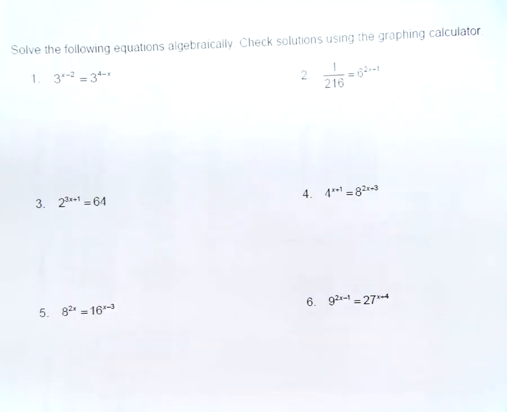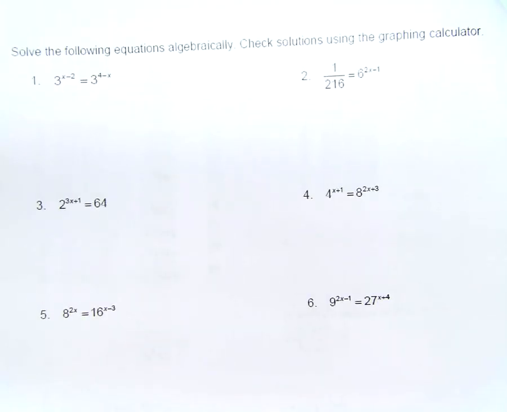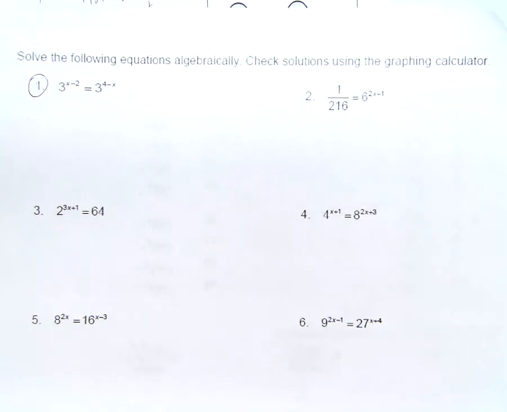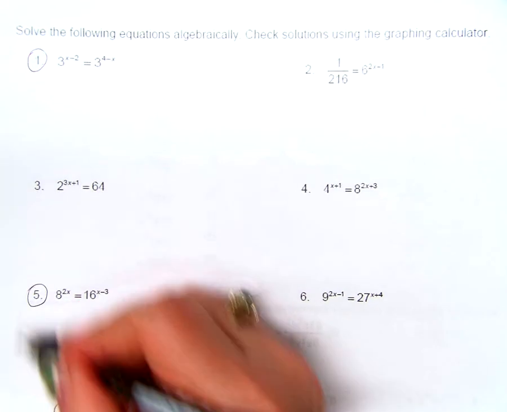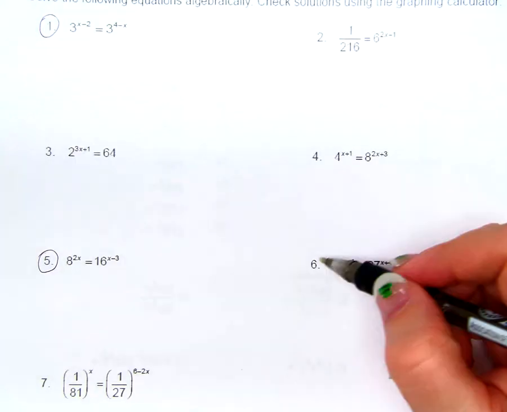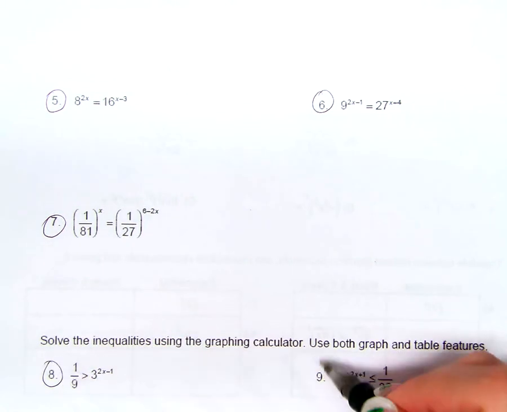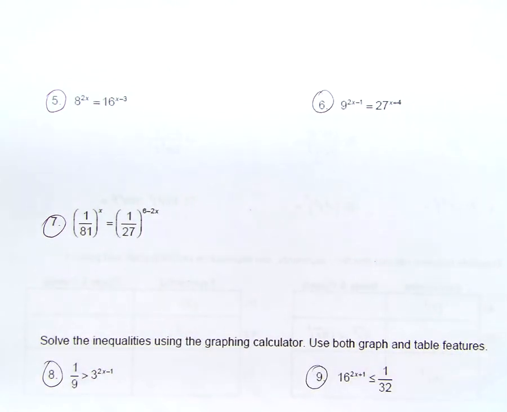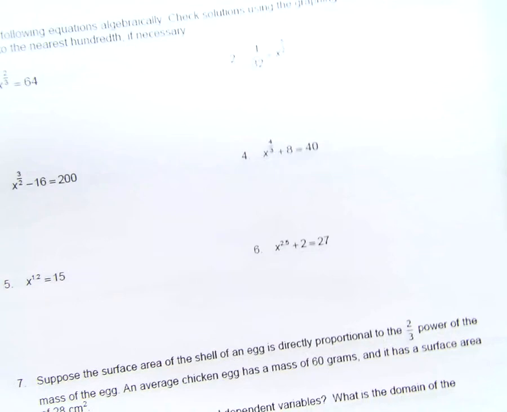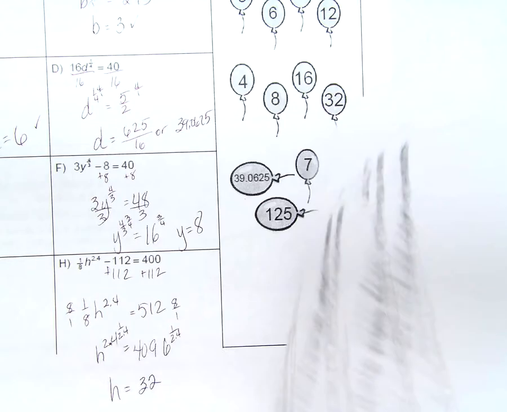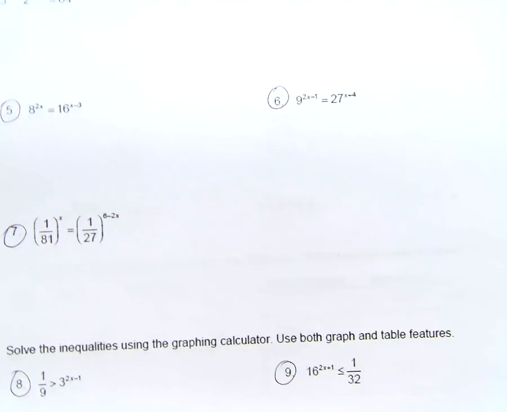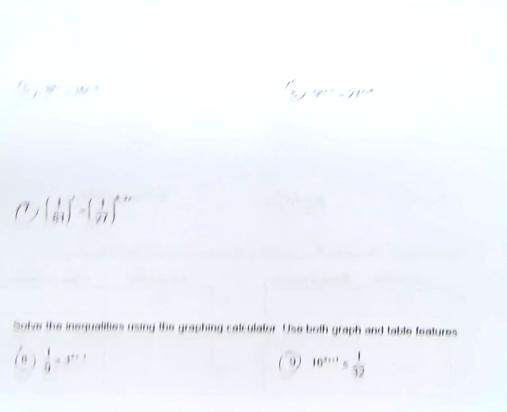Please turn to the second page. Please circle number 1, number 5, number 6, number 7, and 9 and 10. And on the back, oh, I don't know, 8 or 9. Sorry about that. 10. It's right here.